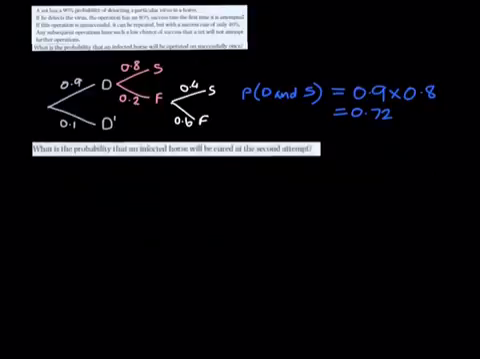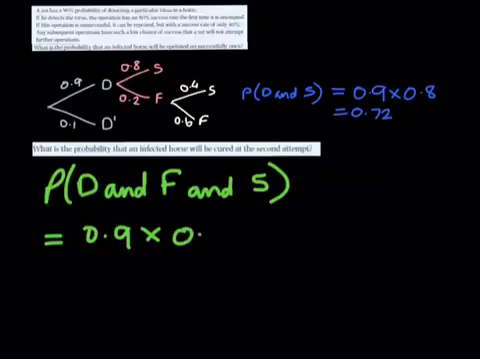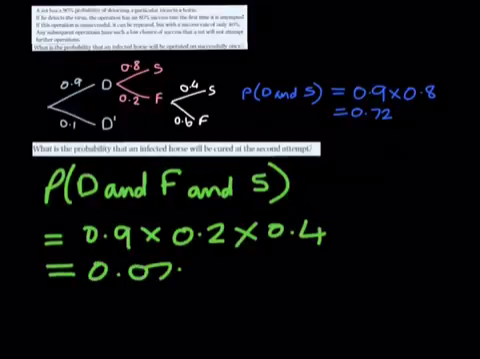So next we're asked, what is the probability that an infected horse will be cured at the second attempt? So this is the probability that it is diagnosed and the first operation fails and the second operation is a success. So that is equal to 0.9 times 0.2 times 0.4. This gives you 0.072.